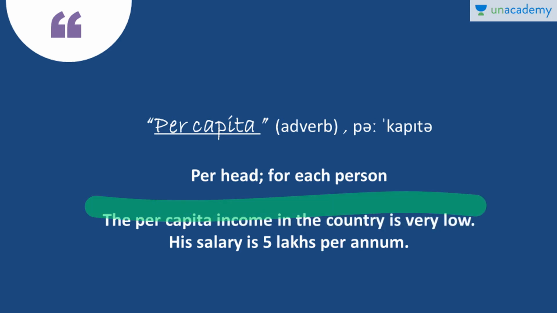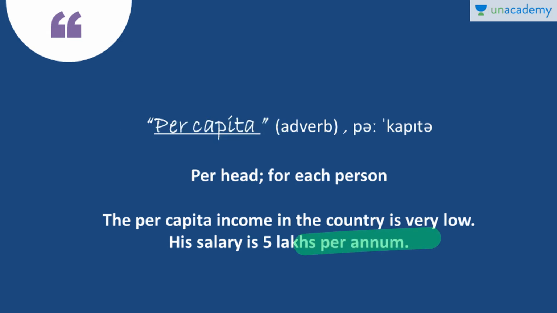And similarly, you can see one more word here, per annum. It's another Latin word. Like we have per capita, which is an adverb, similarly per annum is also an adverb, and the pronunciation is per annum. The meaning is per year. In case of per capita, the meaning was per person or per head. Similarly, in case of per annum, the meaning is per year.